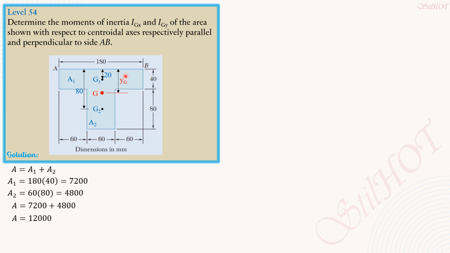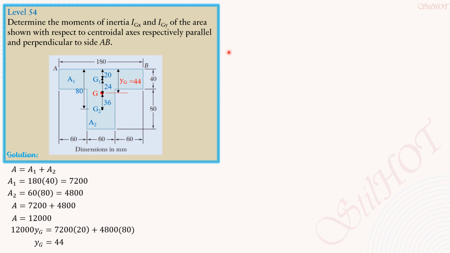So let's call that distance YG. Let's solve for YG by Varignon's theorem. 12,000 times YG equals 7,200 times 20 plus 4,800 times 80 mm. Our reference is the top. So YG is equal to 44 mm. So if YG is 44, therefore the distance between G1 and G is 44 minus 20, so 24 mm as shown. And the distance between G2 and G, we need that in transferring the moment of inertia from the centroid to the centroid of the entire area, is 80 minus 44, and that is 36 mm as indicated.